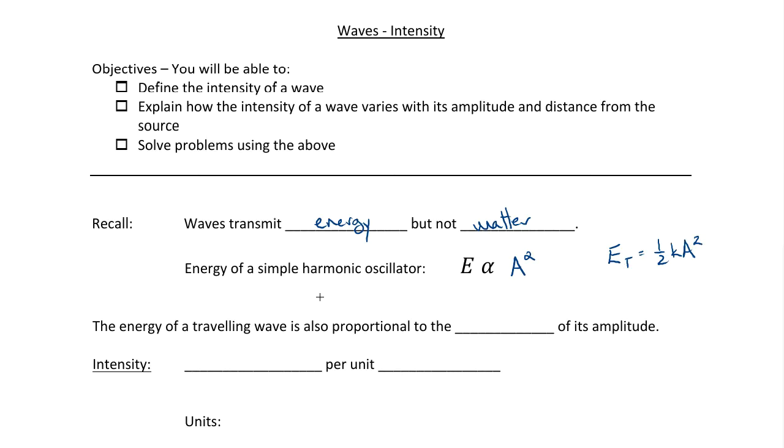And if you want to think of a traveling wave as just a series of oscillators going up and down, then it makes sense that the energy of a traveling wave is also proportional to the square of its amplitude. So if you double the amplitude of a wave, you quadruple its energy. And a wave has energy because if you think about the last particle in it, it's able to do work on whatever comes next. Think of waves crashing on a shore, or think about sound waves making your eardrum vibrate.